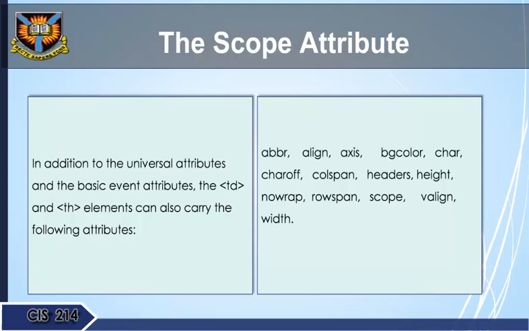In addition to the universal attribute and the basic event attribute, the TD and TH elements can also carry the following attributes: abbr, align, axis, bgcolor, char, colspan, headers, height, nowrap, rowspan, scope, valign, width.